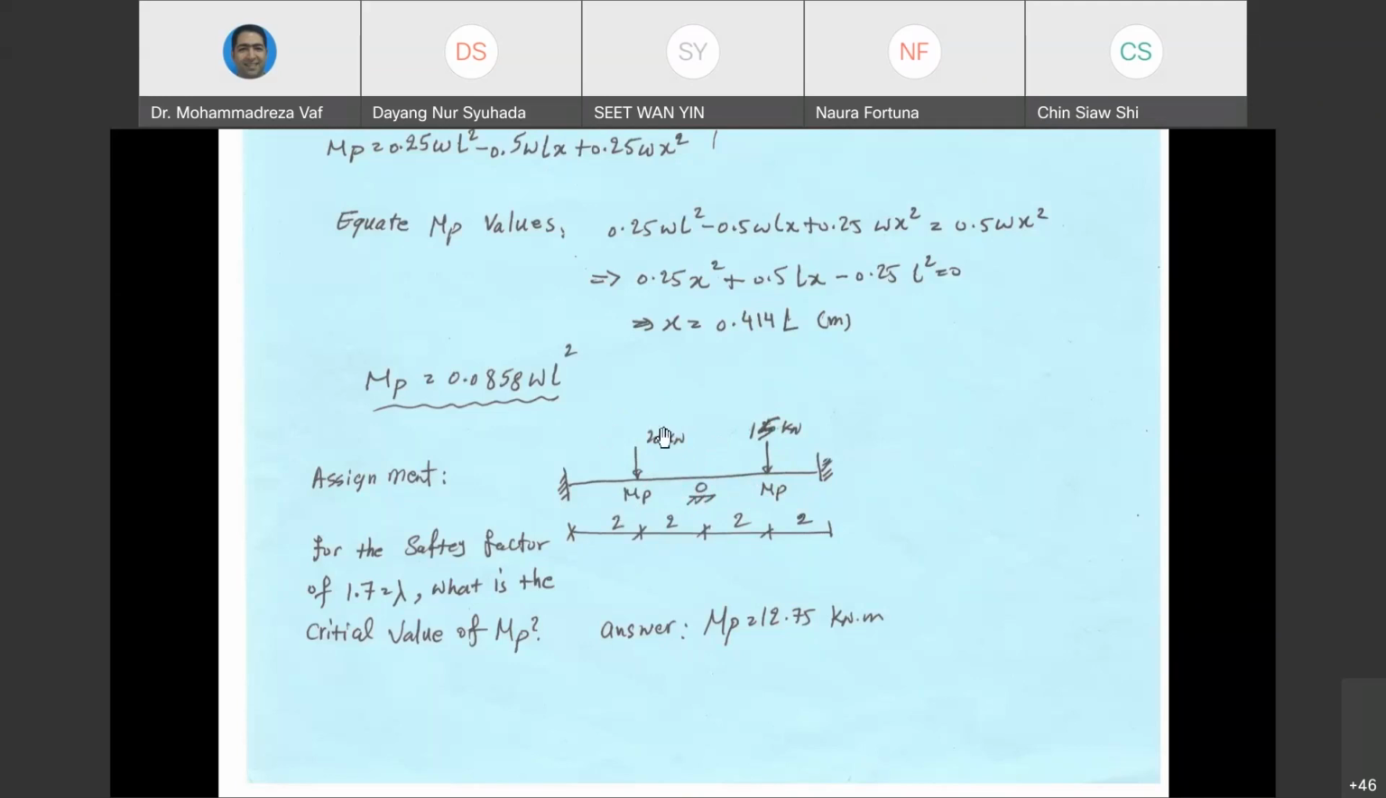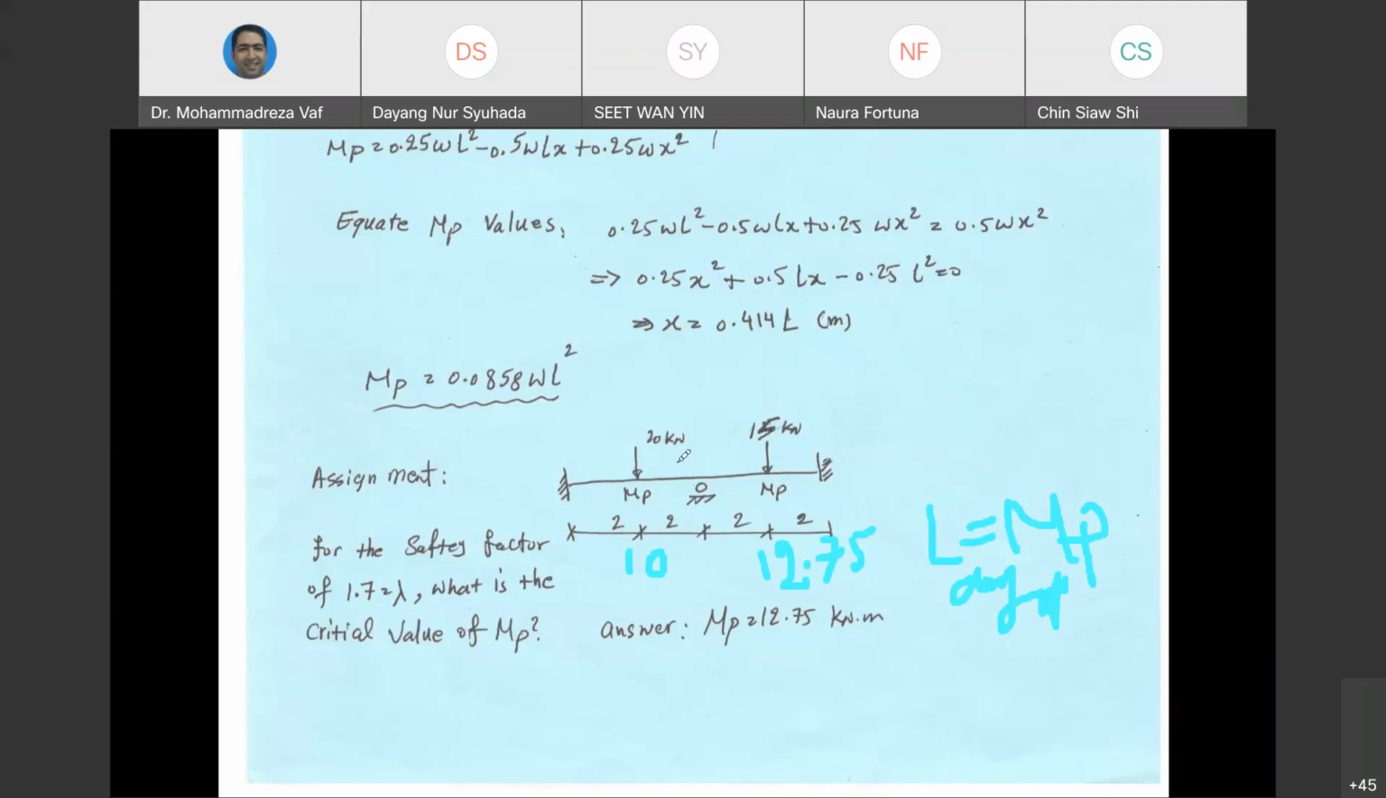You calculate MP for this span, you calculate MP for this span. And then, let's say for the first span, you got MP should be 10. For the second span, you got MP should be 12.75. So we're talking about MP. If I ask you what is the critical value for MP, you should use the largest MP. Sometimes you make a mistake and you use the smallest MP.